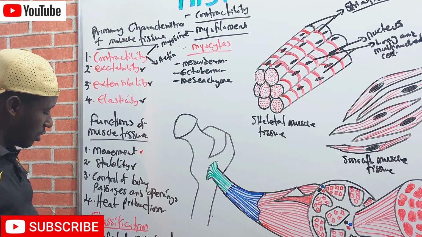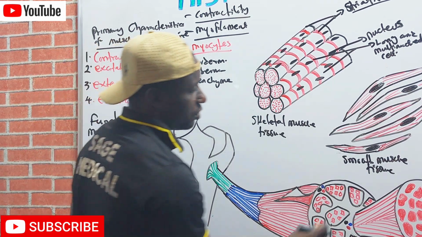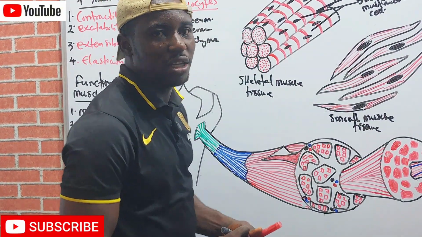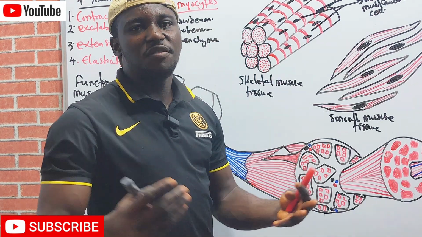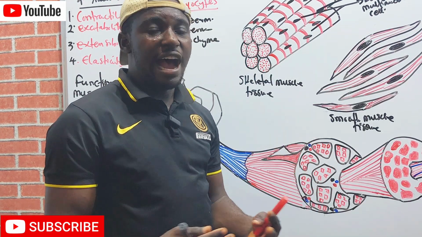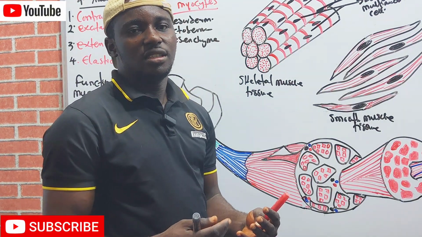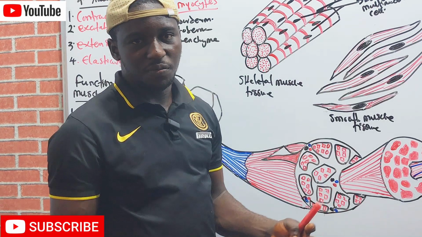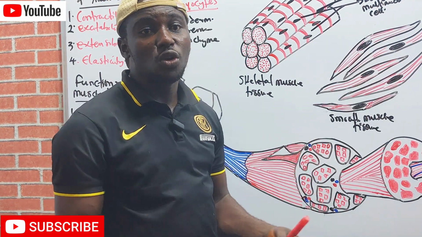Let's quickly take a good look at the smooth muscle tissue. The smooth muscle tissue, here it is. The smooth muscle tissue is found in the walls of the blood vessel and hollowed organ. It is non-striated, it does not have any striation. You get? It does not have any what? Striation. And it is also involuntary.